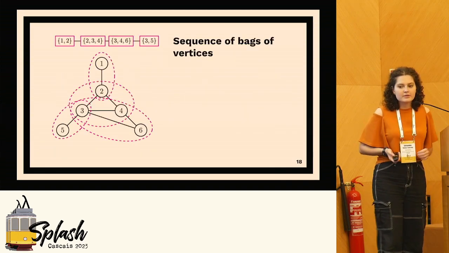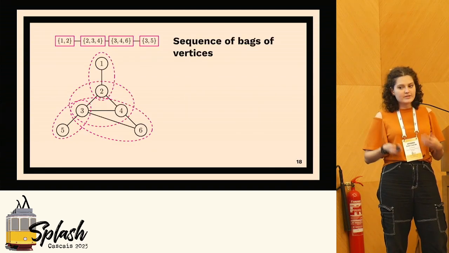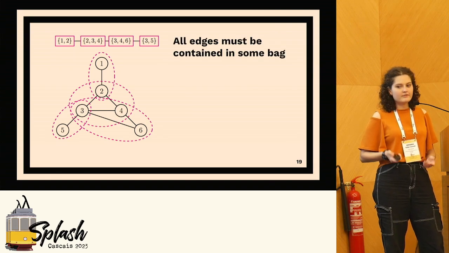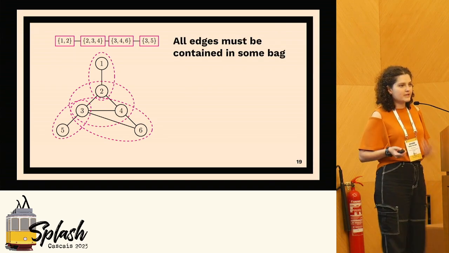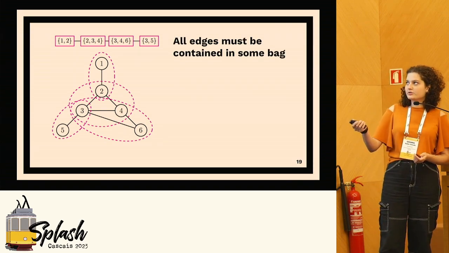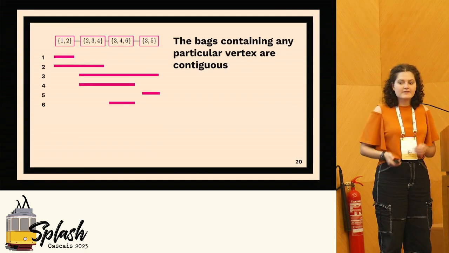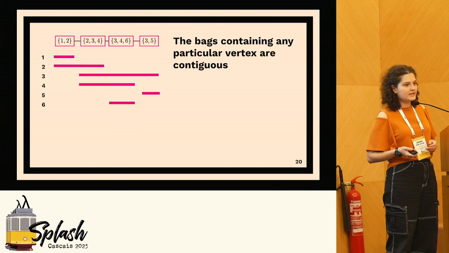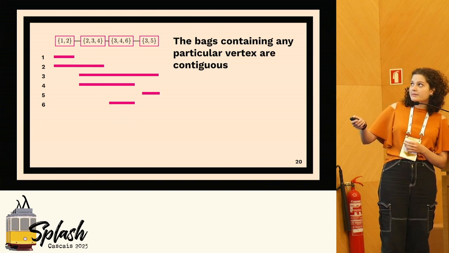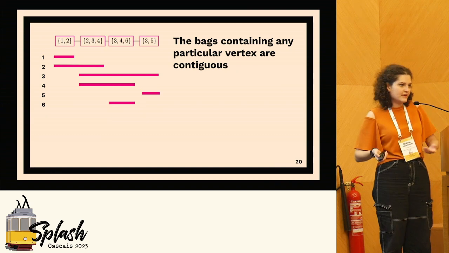A bit more formally, a path decomposition is a sequence of bags of vertices of my original graph in such a way that all edges must be contained in some bag. So if I have an edge like 2, 3 here, there must be a bag that contains both vertices 2 and 3. And the bags containing any particular vertex must be contiguous. If I look here at the bags containing vertex 3, that's going to be bags 2, 3, and 4. That's contiguous. I couldn't have, for example, vertex 3 being in bags 2 and 4, but not bag 3.